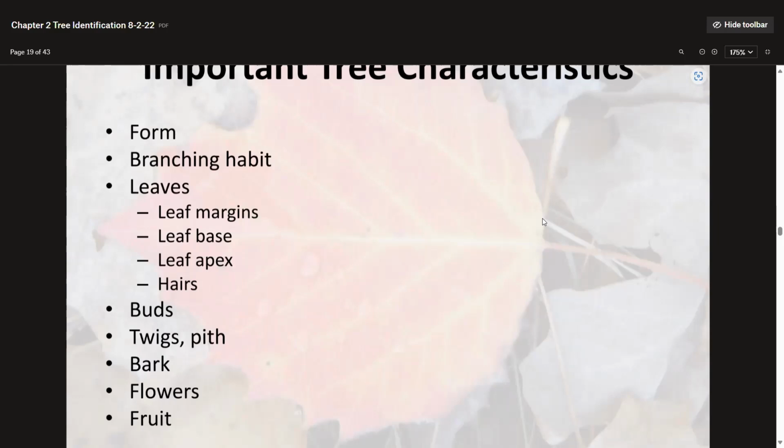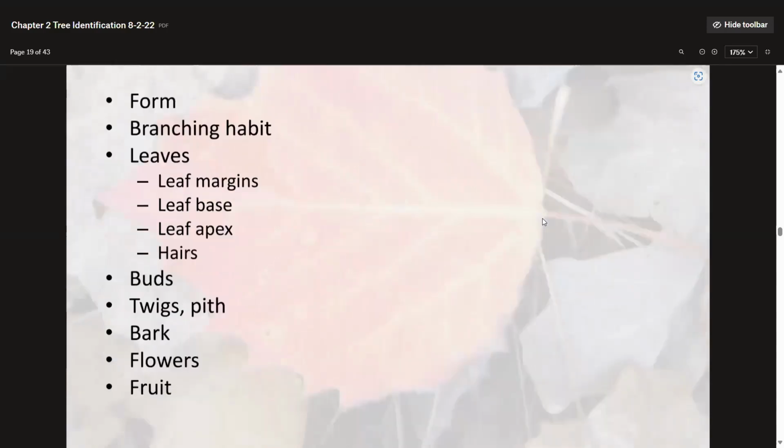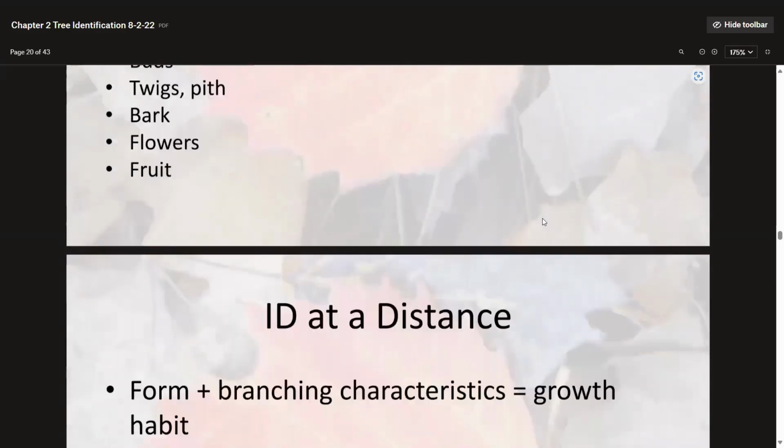Obviously, the bark is different on different trees. Flowers are different on different trees. Fruits, some have them, some don't. So all these things help you in identifying your tree and learning those characteristics of each class or each species.